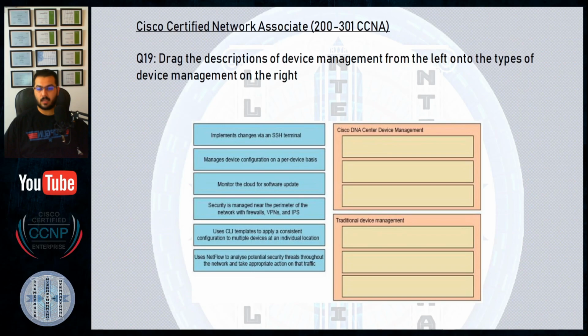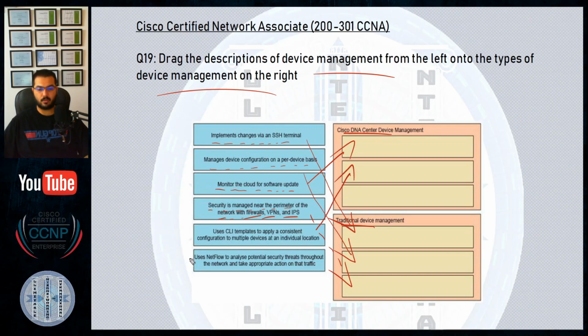Okay, 19 is DNA. Let's compare the device management from the left with the device management sections on the right. DNA versus the traditional. Who uses an SSH terminal? The traditional. Manage devices on a per-device basis, box by box: the traditional. Monitor the cloud for software updates: the DNA. Security is managed near the perimeter of the network with firewalls, VPNs, and IPS: the classic traditional way.